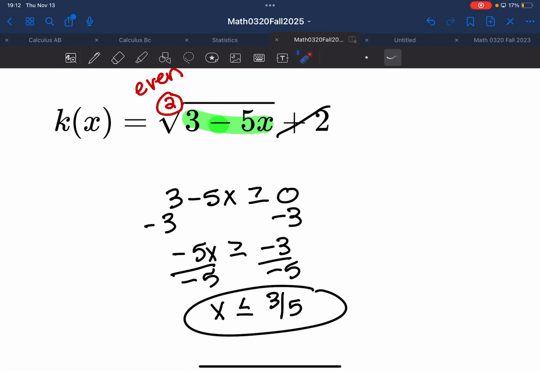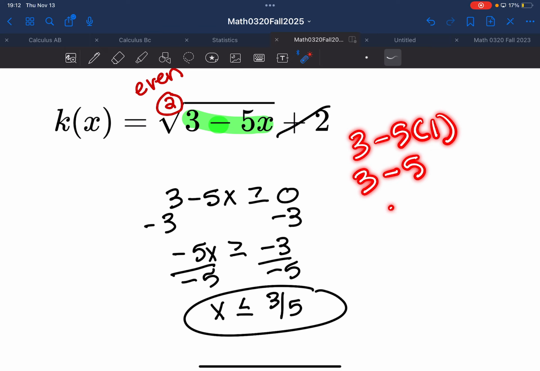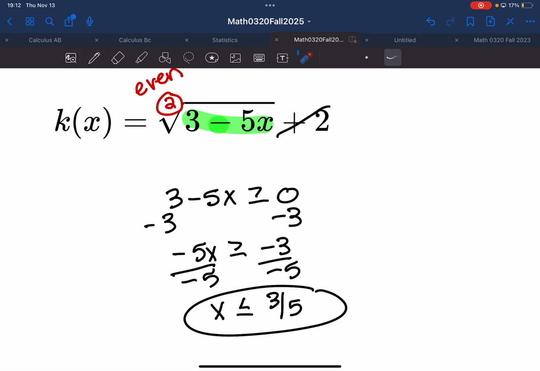But if we pick something bigger than 3/5, let's try 1. We would do 3 minus 5 times 1, which is 3 minus 5, which is negative 2. Okay, so that's why this is not flipped the other way, because if we picked numbers bigger than 3/5, like 1, we would get a negative under the radical, which is no solution.